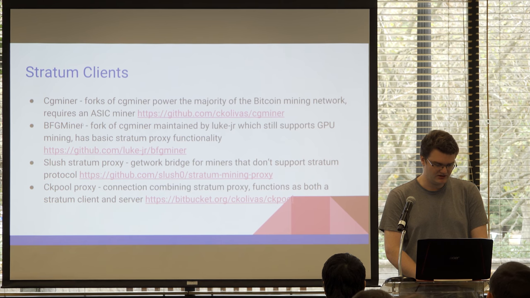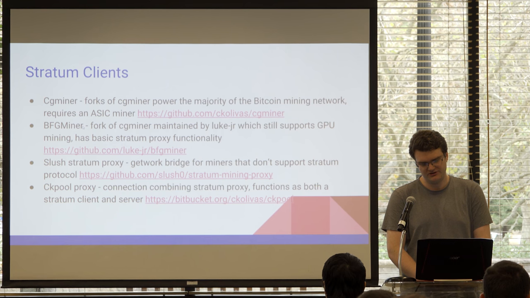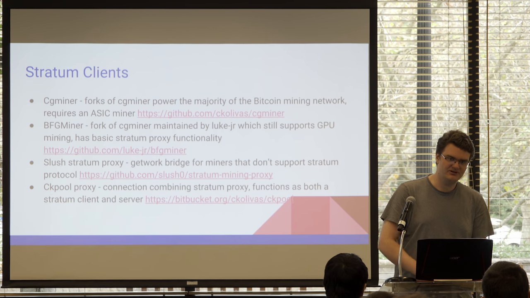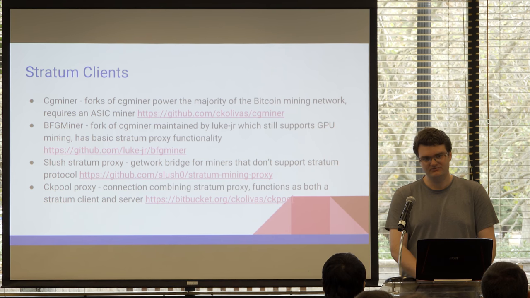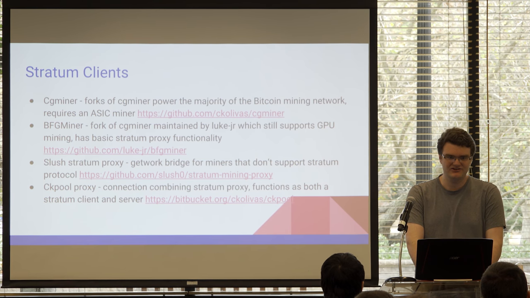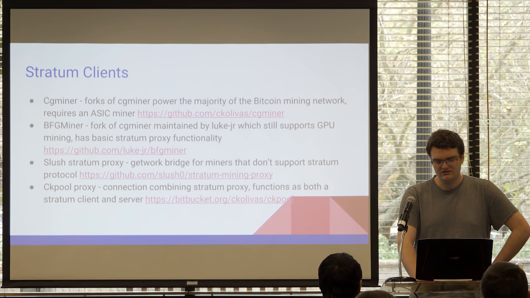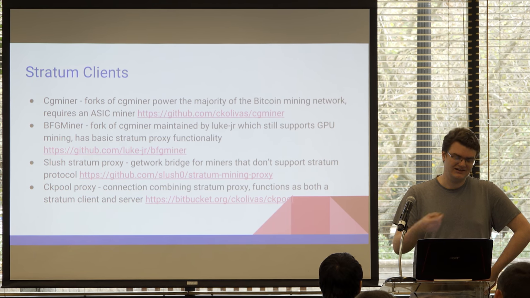Then there was BFGMiner. This was a fairly early fork of CGMiner that still supports GPU mining. So if you don't have an ASIC miner and you want to experiment with mining, that may be a good option. CGMiner is going to require an ASIC. It's effectively an ASIC controller. It used to support GPU mining, but it doesn't anymore. And BFGMiner also has a basic Stratum proxy functionality, which acts as a client and a server, essentially.